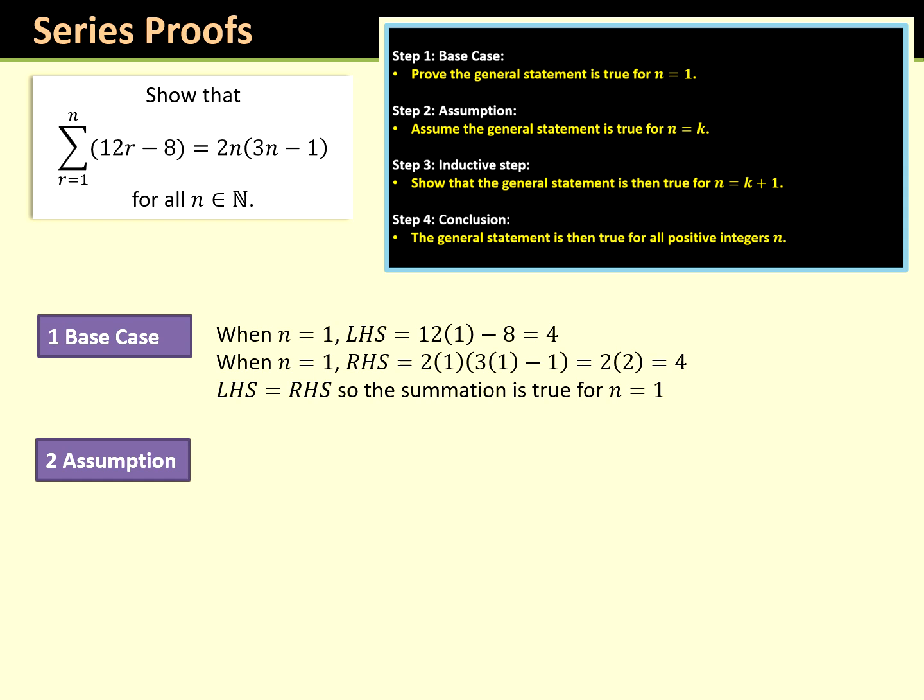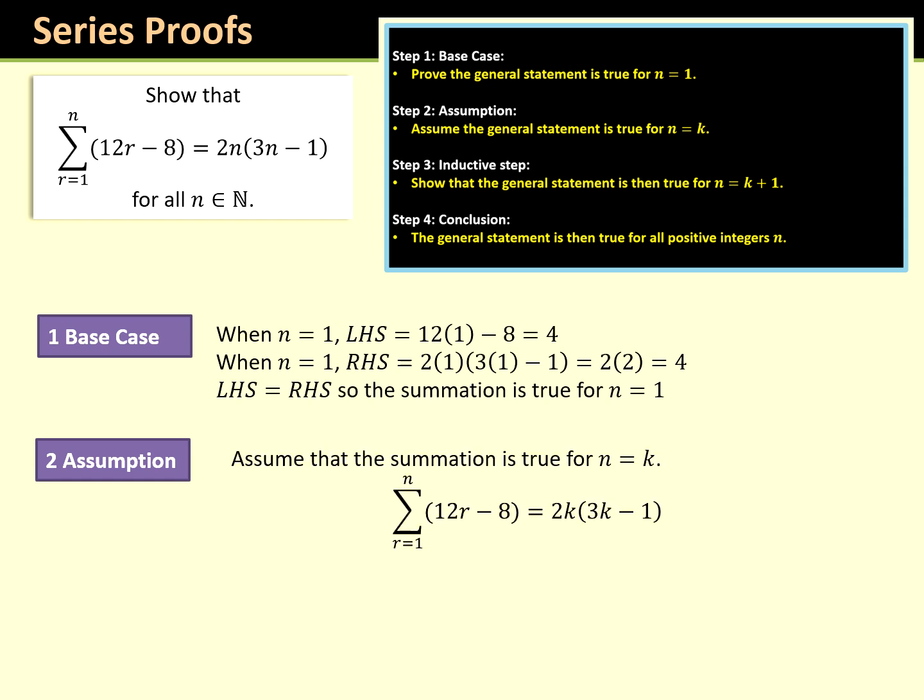So our next step is the assumption, and all we're literally doing there is assuming that the summation is therefore true for n equals k. So we're just rewriting the expression with k's instead of n's. So 2k times 3k minus 1. That's just to bring a different variable into it.